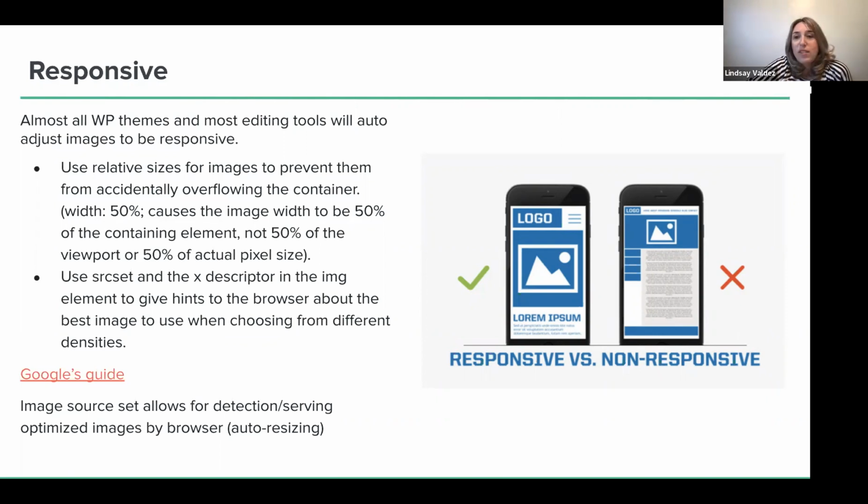We have responsive. So there's a screenshot there. This is when it doesn't adjust to fit whatever the device is. Many themes, almost any current theme on WordPress is going to do this behind the scenes. If you're doing it on your end, you use fields like srcset, x descriptor, relative sizes to modify to make responsive.